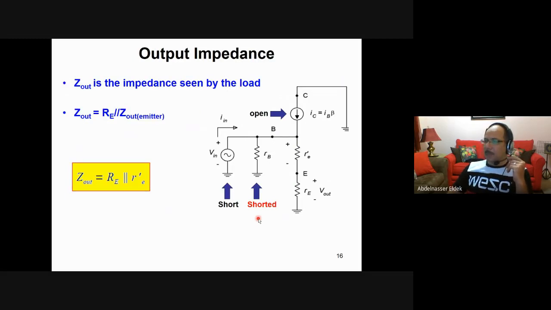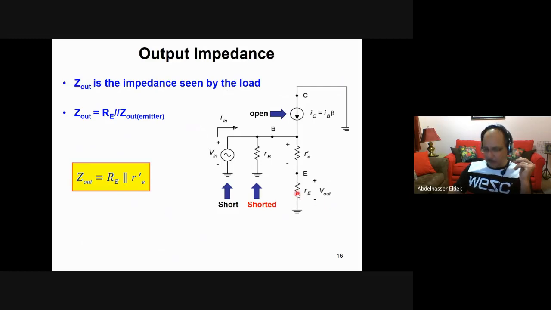Now the output impedance. What's the output impedance? The output impedance is simply the impedance seen by the load. So I want to calculate the total impedance between this point and this point. Okay. So here, as I say, this one will be open, and this one will be short. When this one is short, this one will be shorted. So you do not have a resistor here. Okay. When you want to calculate the impedance here.